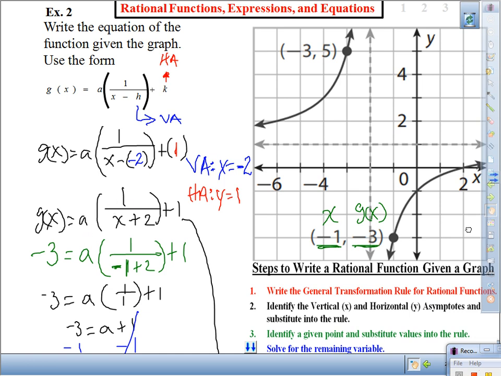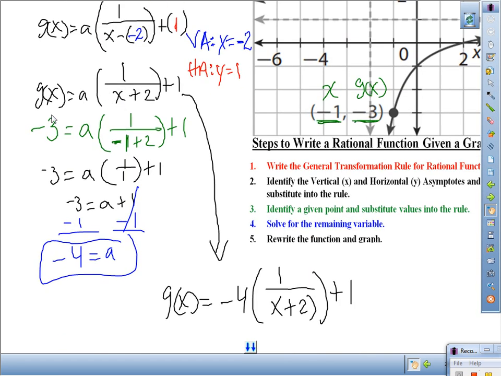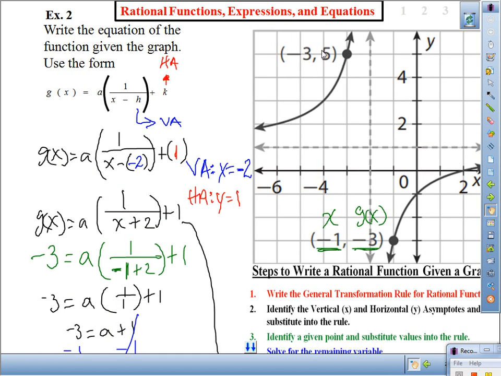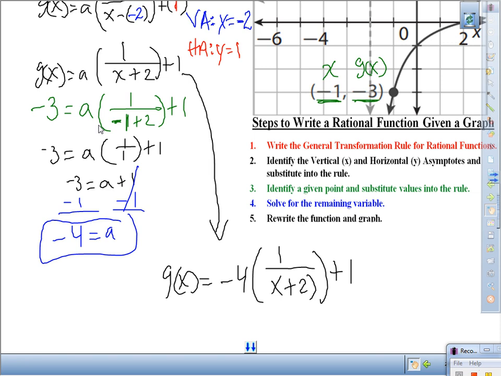How do we find a? Well, we need to solve for a by substituting an x and a y value, or an x and a g of x value. Could I have used this point? Yeah, x, g of x. I could have used that also, but I decided to use this one. I substituted values, simplified, and solved for a. Now that I have a, I just substitute it in here, and there it is.